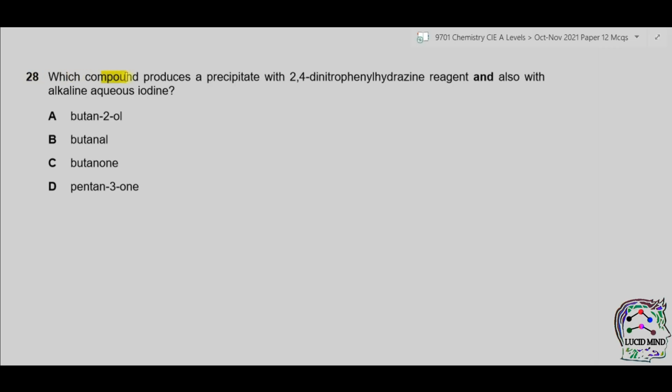Question 28. Which compound produces a precipitate with 2,4-dinitrophenylhydrazine reagent and also with alkaline aqueous iodine? Now you should remember that 2,4-DNPH can react with aldehydes. It can also react with ketones. Alkaline aqueous iodine only reacts with those aldehydes or ketones that have CH3 group directly attached to the carbonyl carbon, or those alcohols in which CH3 group is directly attached with the carbon having OH.